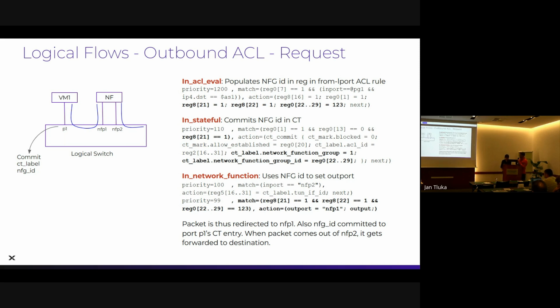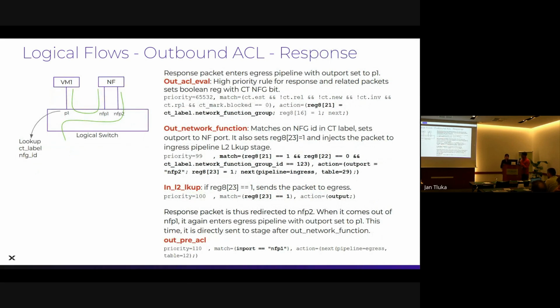Then the network function stage is new, and it actually redirects the packet to the network function port. This is where we overwrite based on the previously set register values. We match on whether the network function bit is set and it is the origin direction, and then accordingly we overwrite the output here to NF P1. So now the packet is redirected to NF.